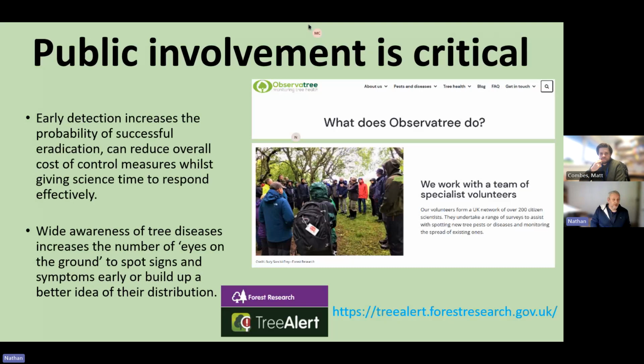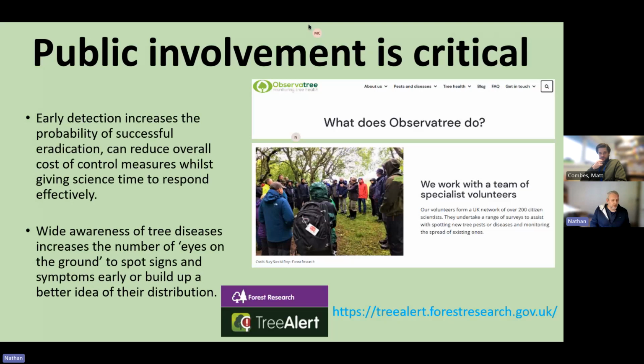So all the reports we receive are really important, especially in natural environments. It's quite a large area, not visited by many people, so trying to survey this is difficult. It's just pure numbers, eyes on the ground, spotting the needle in a haystack. Without public involvement, we're going to really struggle. So we have a couple of programs Forest Research runs, Observatory, where a lot of time is put into training specialist volunteers, a group of about 200 people.